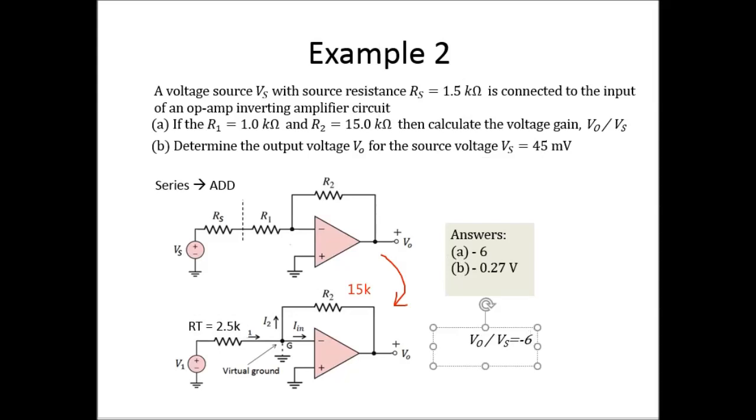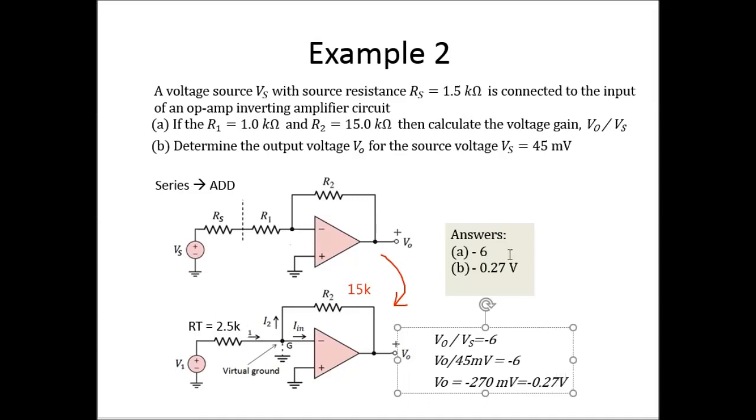Now you are supposed to calculate what is V out, if you are given that V in or Vs is 45 millivolt and the gain is minus 6. Just multiply to get your V out. So V out will be equivalent to minus 270 millivolt, which is equivalent to minus 0.27 volt. That's how I get the answer here.